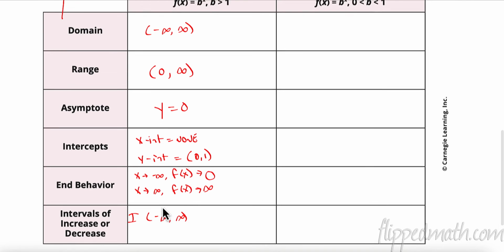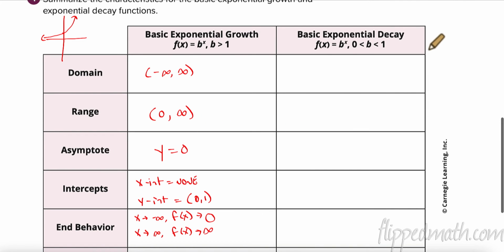All right, let's talk about a basic exponential decay. So we know we have this, and we know it's going to come down, and we know this point is 0, 1 again. I want you to pause the video and fill out the rest of this as much as you can all by yourself. There's going to be a lot of similarities, a few differences. Take a minute and do that on your own.